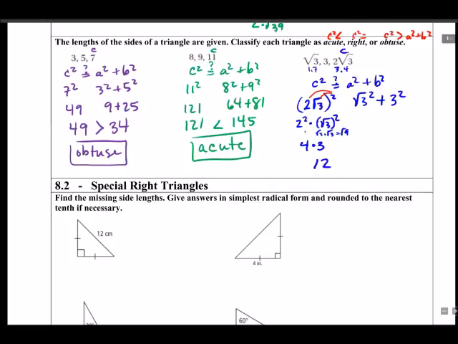And then what do we get here? We have square root of 3 squared. So again, square root 3 times square root 3, square root 9. It's just 3 plus 9. So 12. 12 equals 12. This is a right triangle. All right, easy way to classify triangles.